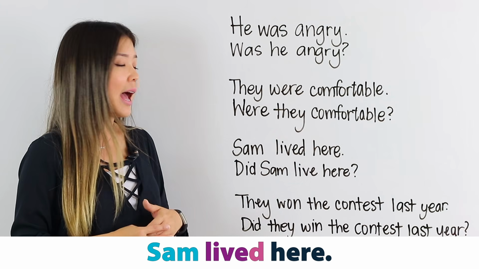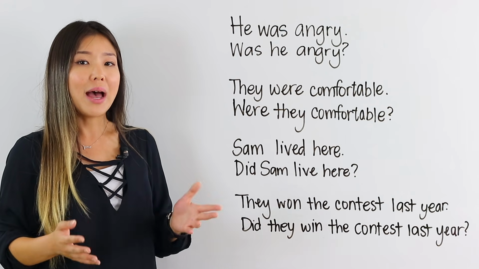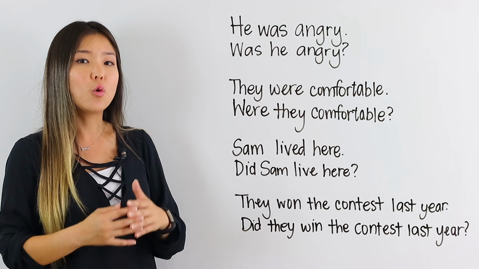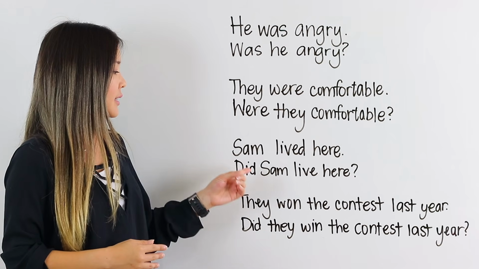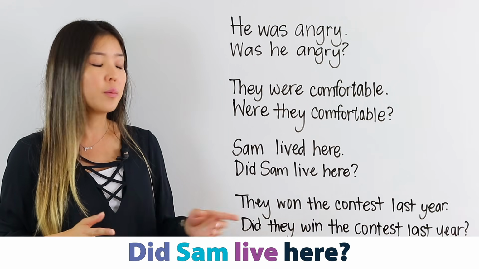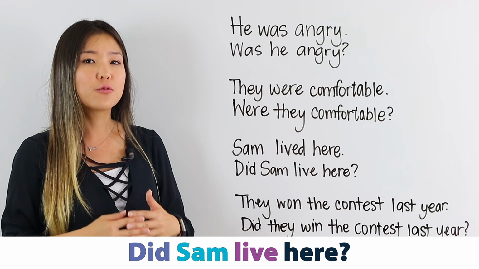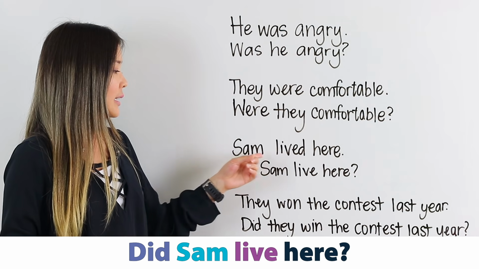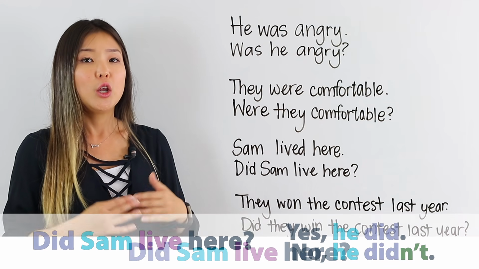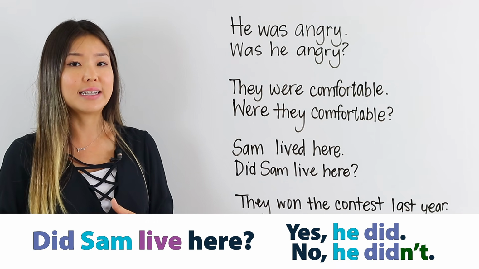Instead, we see the action verb lived. So what we do is, no matter what the subject, we start the question with did. Did Sam live here? You'll notice that the verb no longer is in the past tense. We use the base form of the verb. Did Sam live here? You can say yes, he did, or no, he didn't.